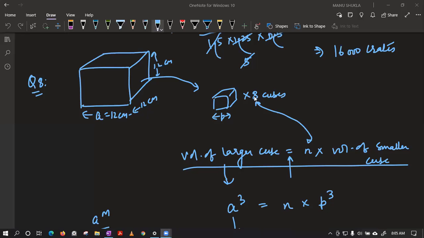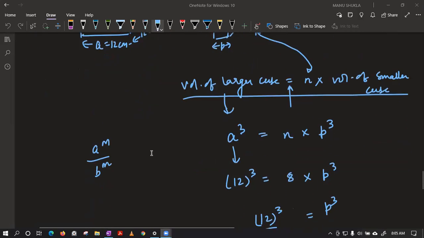Now let's see question number 9, which is a little bit tricky for you to understand the first time. Those who have done question number 9, it's very good because a little bit different concept is there. Let's start. Question number 9.